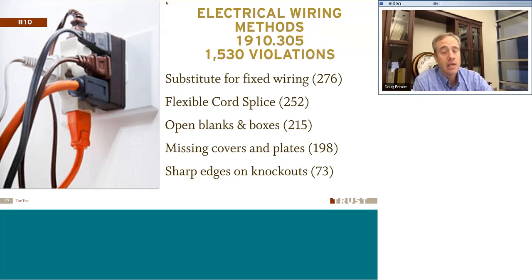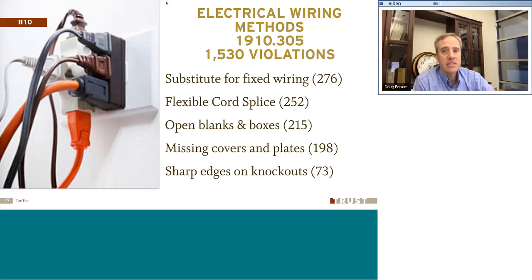And then finally, the 10th most common cause for an OSHA violation is electrical and wiring methods, 1910.305. We actually see quite a few of these as we go around doing SARs as well. Substitute for fixed wiring, in other words using extension cords or other flexible cords in place of permanent wiring, is a common citation. Splicing of your extension cords is another common violation. Taking an extension cord that's been damaged and doing a makeshift repair to it is something the OSHA inspector may notice quite a bit. Open blanks or boxes.